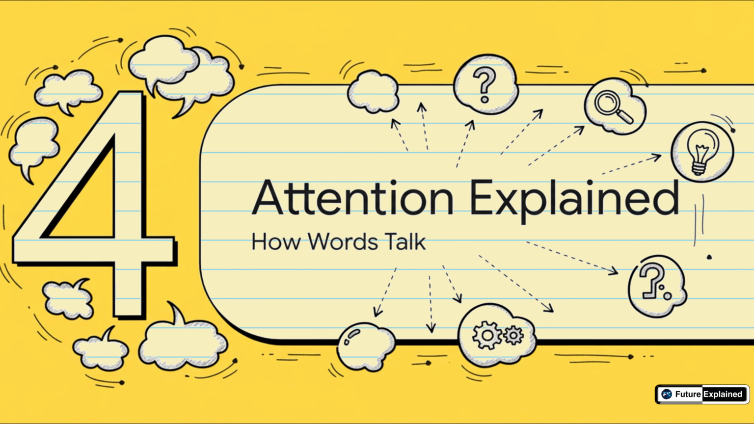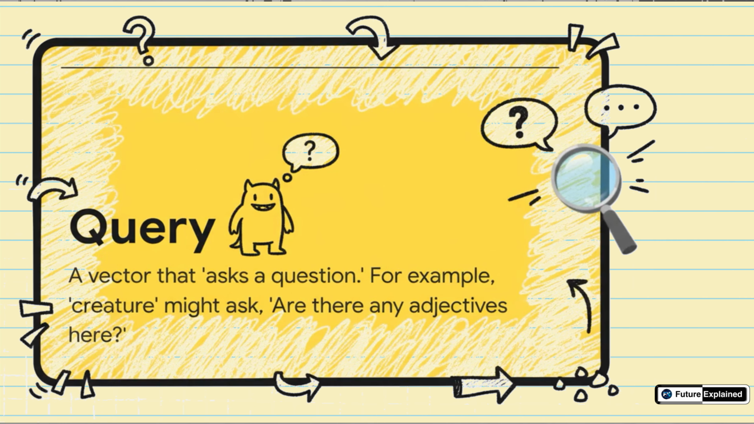Okay, let's zoom in on that attention part, because honestly, this is the secret sauce. The attention mechanism is the revolutionary idea that made transformers so powerful. It's how the words figure out which other words they need to pay attention to. Here's how it works. For every single token, the model creates 3 new special vectors. The first one is called the query.